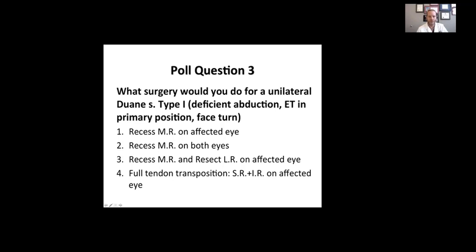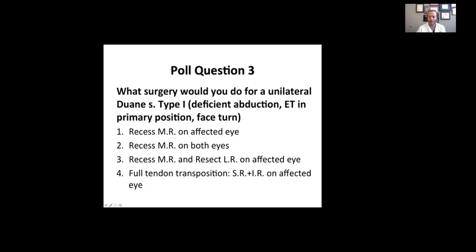So typical type 1 Duane syndrome, like the patient we just showed, deficient abduction, a little bit of esotropia in the primary position. You can recess the medial rectus on the esotropic Duane eye. You can recess both medial rectus muscles on the Duane eye and the contralateral normal eye. You can do a recess resect on the Duane eye, just like you would for any esotropia. And then we have the option of a full tendon transposition of the superior rectus and inferior rectus towards the lateral rectus, like you might do for a 6th nerve palsy.